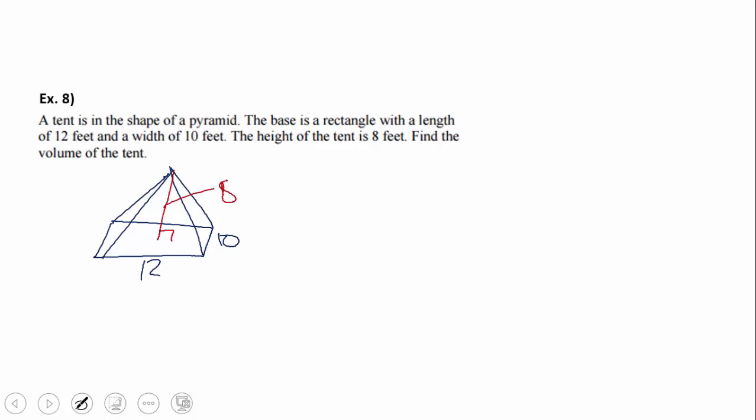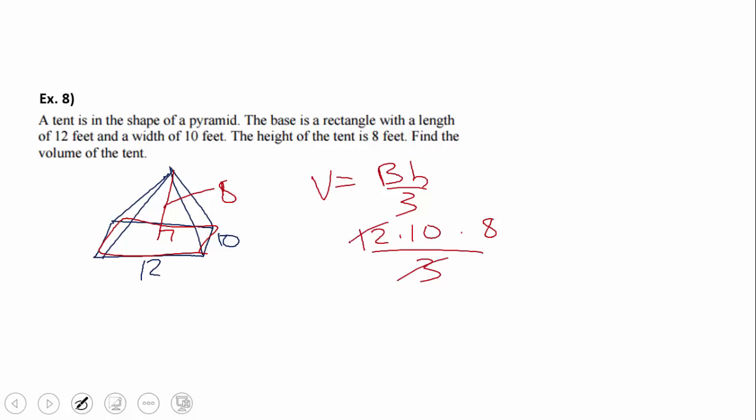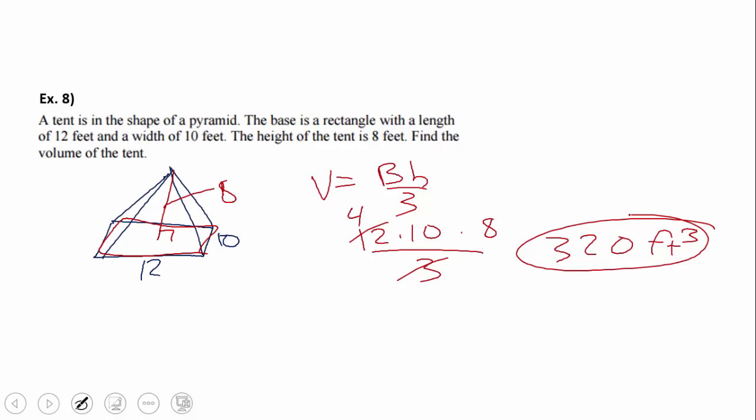So if I want to find the volume of this tent, volume is equal to area of the base times the height divided by 3 because it's shaped like a pyramid. And that, of course, is going to be 12 times 10 for the base. And then we're going to multiply that by the height, which is 8, and divide the whole thing by 3. Well, let's see. 3 goes into 12 4 times. And 4 times 8, that's 32. And 32 times 10 is 320. So 320, and that's going to be feet cubed. That's going to be 320 feet cubed for the volume of that pyramid, which is a tent.